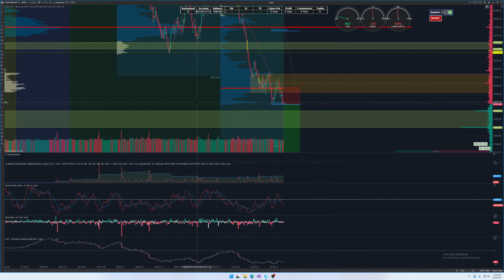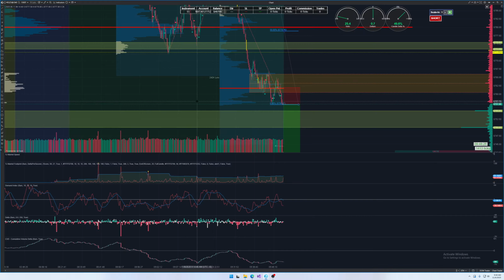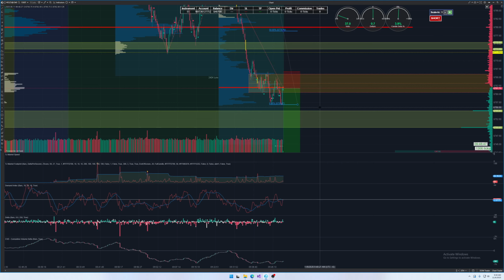Could be absorption, could be more interest, which means the market would go down. Looks like it was absorption. And we're gonna go up. That's a steep uphill fight now. Sellers are coming in again.